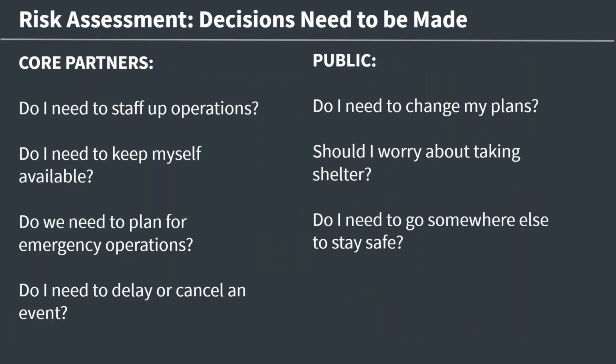And as we're also communicating severe thunderstorm risk to our users, we have to keep in mind some important decisions a lot of people have to make. The better that we can more directly address these decisions, the more effective our communication method would be. So for core partners, emergency managers, law enforcement, they need to know, do I need to staff up operations? If it's a nighttime event, do I need to keep myself available and not go to bed? Do we need to plan for emergency operations? Maybe a big state fair, do we need to work on delaying or canceling that?